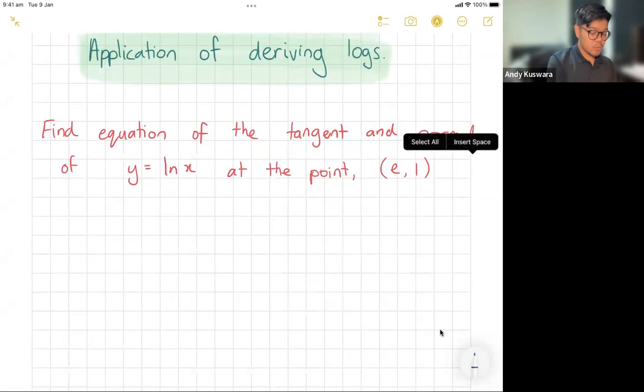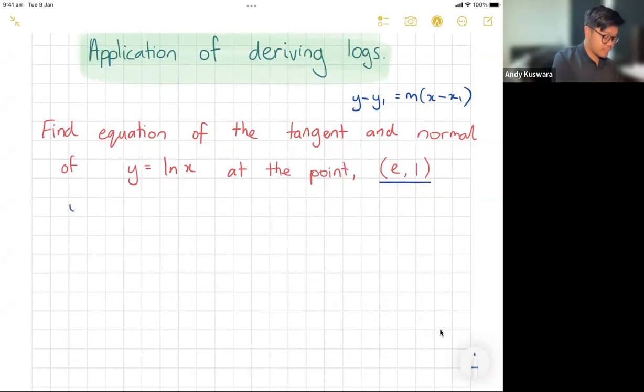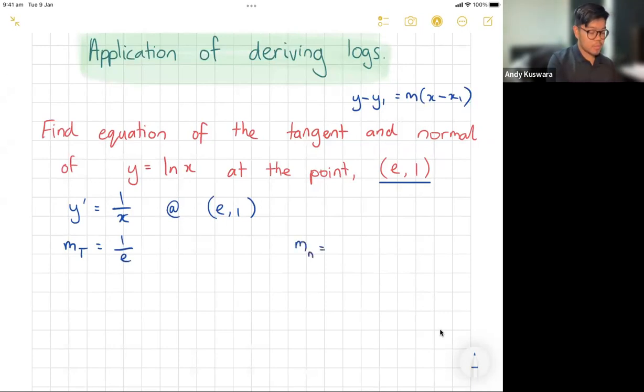So remember, tangent and normal, I'm thinking y minus y1 equals m(x minus x1). My point gradient, that means I need a point, which I do have. All I need now is a gradient, so I'm going to use my y dash. So y dash equals 1 on x, because that's just the derivative of ln x or log e x. And so at (e, 1), my gradient of my tangent now becomes 1 over x, which in this case is 1 over e. And so while I'm here, my gradient of my normal is going to become the negative reciprocal, so it's going to be negative e. There you go. Kind of on the nicer side here.